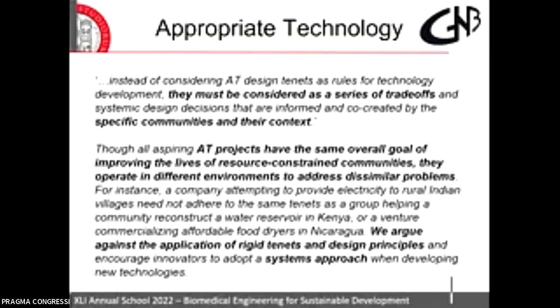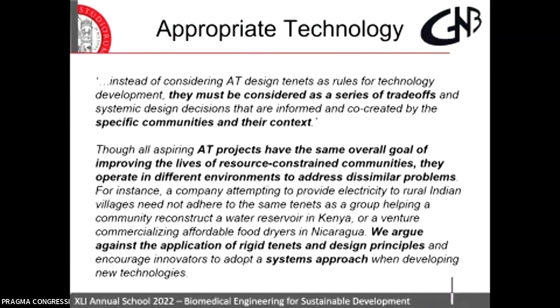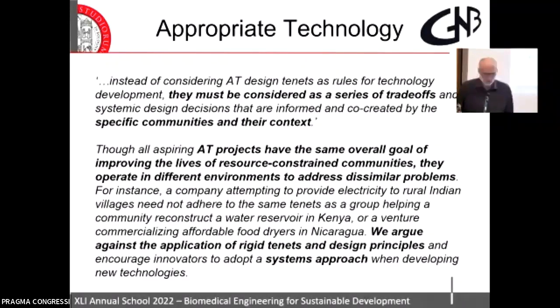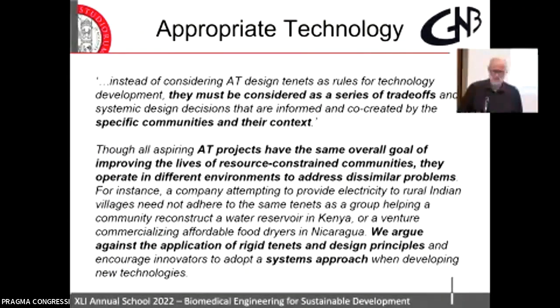propose to you is that the rules for appropriate technology development must be considered as a series of trade-offs, not rigid rules. And they have to be informed by the specific communities to which we are targeting our innovation and their context. Though all appropriate technology projects have the same overall goal of improving the lives of communities, they operate in different environments with different problems to be solved. So a systems approach is needed.